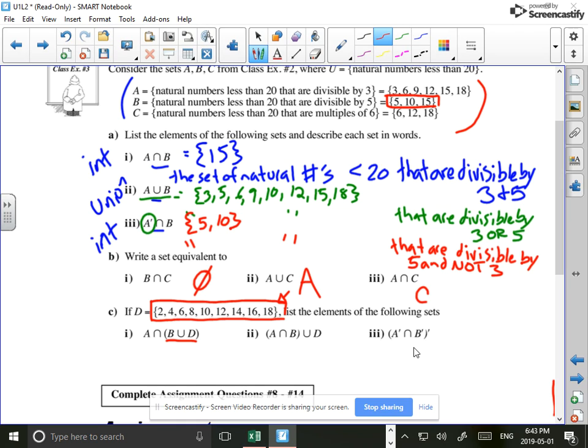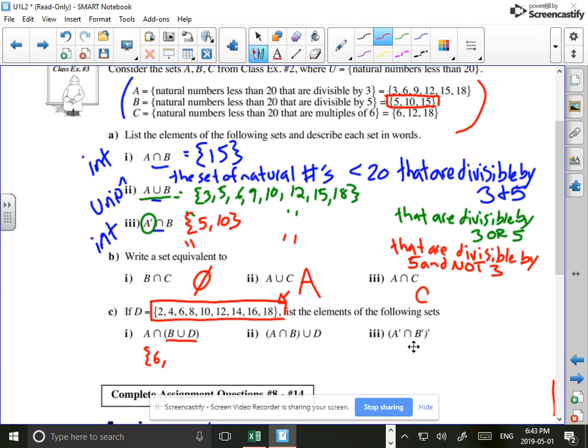So to look at A, I have 3, which I don't have in either B or D. I have 4, not in B or D. I have 6, that is in D. So it's going to be 6 is my first number that I found. 7, nowhere to be found anywhere. I'm going to go to 9. 9 is in neither of D or B.